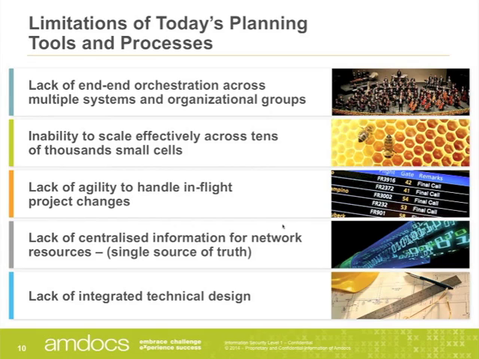And then there's a lack of centralized information around the network resources. And this is what we call a single source of truth. You really need to have information held in a central repository that can be shared among all those different organizational groups, individual people, and having one source of information that is directly synchronized with the actual network and with the actual deployment, and so it isn't information that is out of sync with the reality of the outside world.